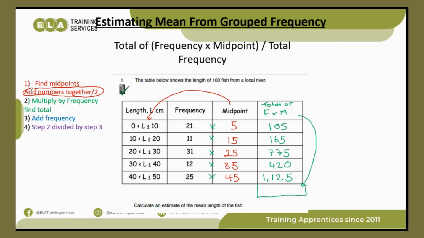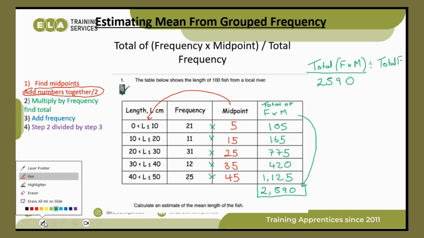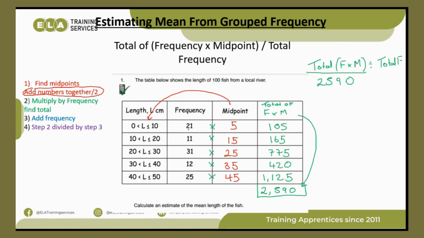It's really, really important to take care when you're doing these calculations on a computer. So which is 2,590. So we have our first step, total of frequency times midpoint, divided by total frequency. So now we have this one here, which is 2,590. Now we add our frequency. So we add this column.